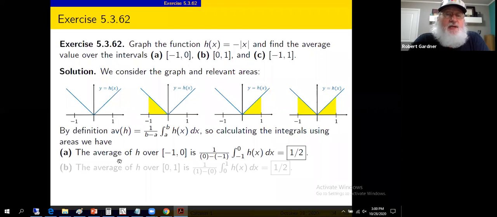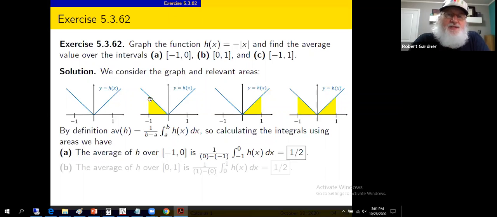They want the average of h over the interval -1 to 0. Okay, so we'll have 1 over b minus a. Here's b, here's a. We'll have 1 over b minus a, 0 minus -1, so just 1. The integral from -1 to 0 would be this little yellow area here. It's 1 unit wide, 1 unit tall. The square would have area 1. We cut it in half with a diagonal, and we get an area of a half. So the integral is a half. This coefficient is 1. The average value is 1 times a half, or 1/2, which makes perfect sense.